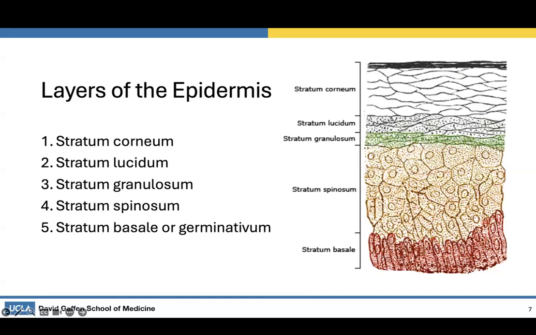All of these cells work together to protect and maintain the integrity of the epidermis that consists of 5 layers: the stratum corneum, the stratum lucidum, the stratum granulosum, the stratum spinosum, and the stratum germinativum, or stratum basale. Let's talk about these individually.